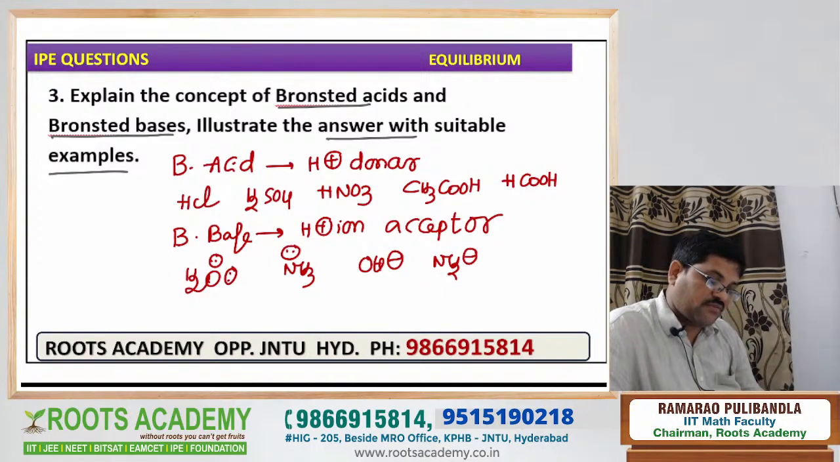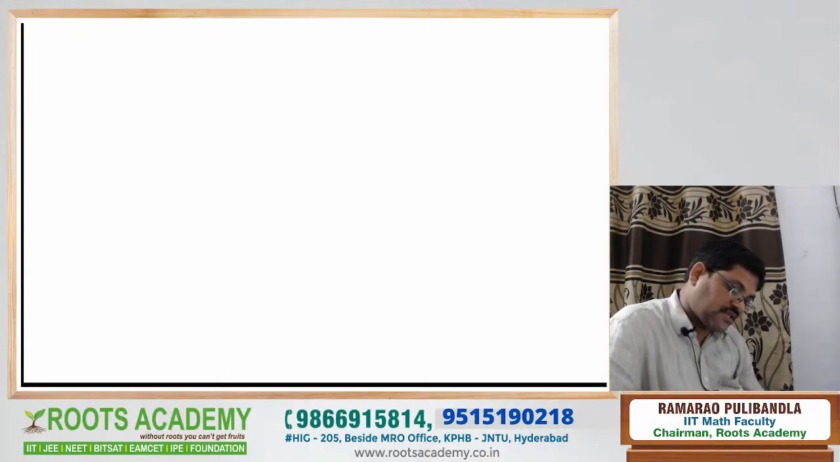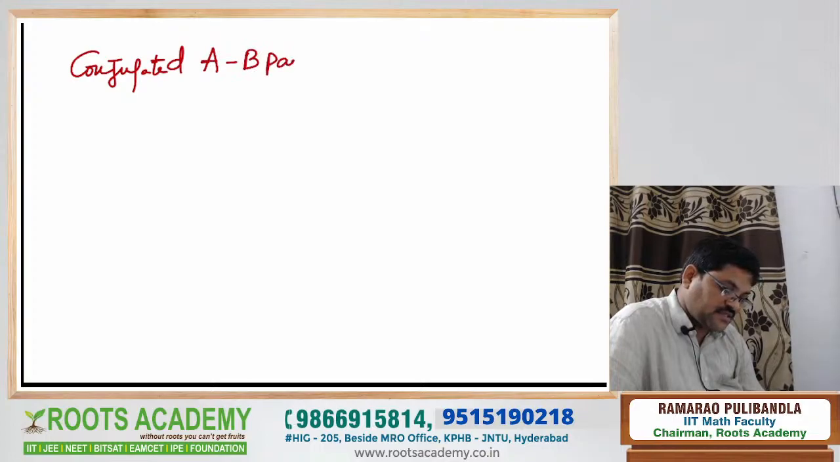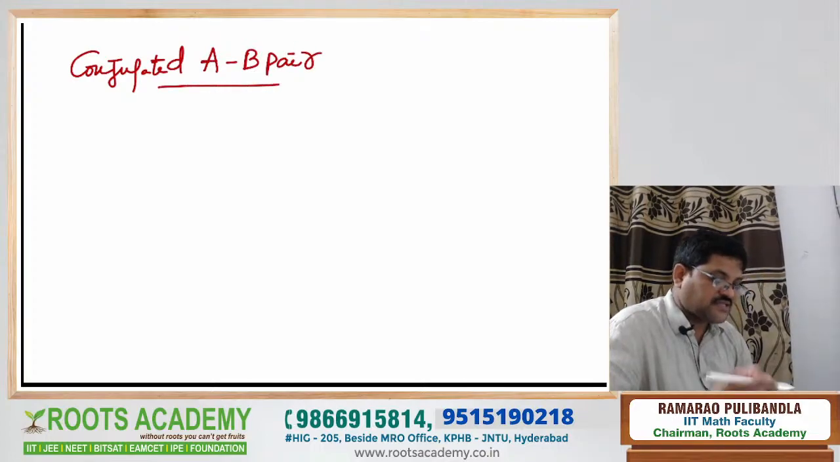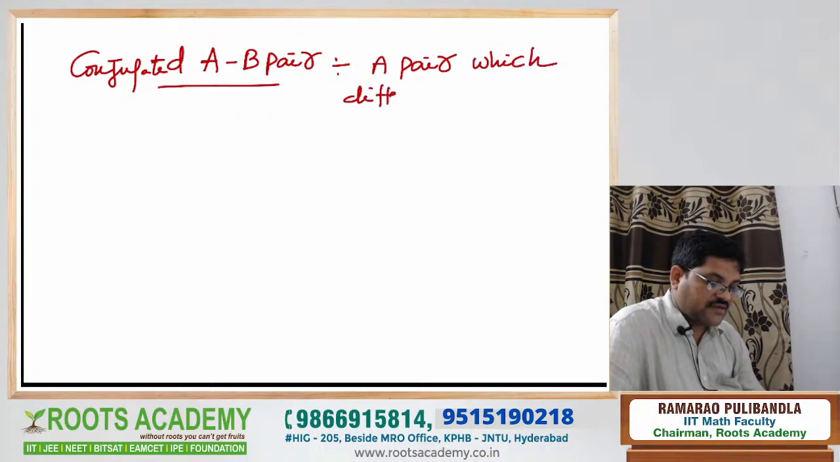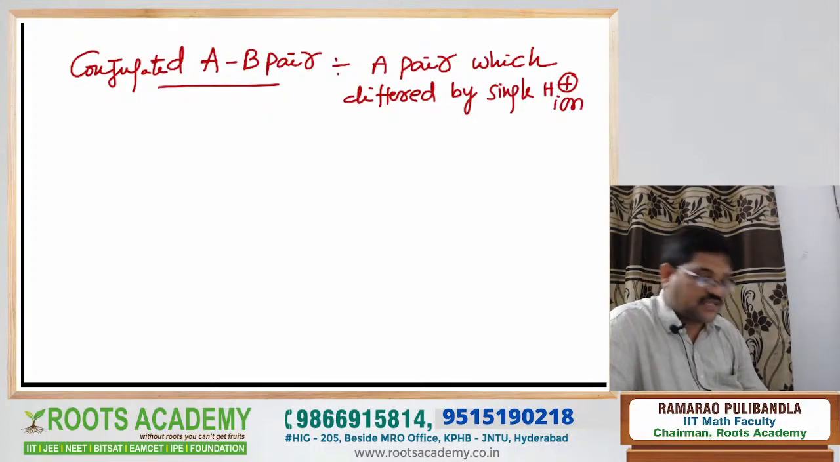And we write one more important point: the conjugate acid base pair. What is the meaning of that? A conjugate acid base pair means a pair which differs by a single H plus, a single proton. The pair which differs by a single proton is called a conjugate acid base pair.